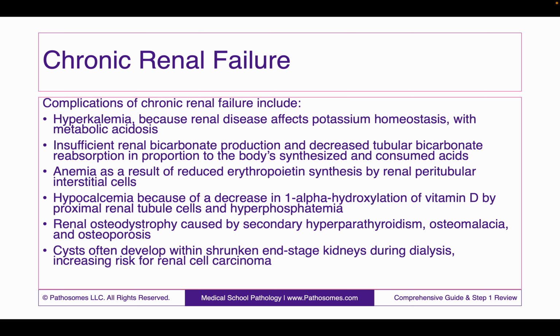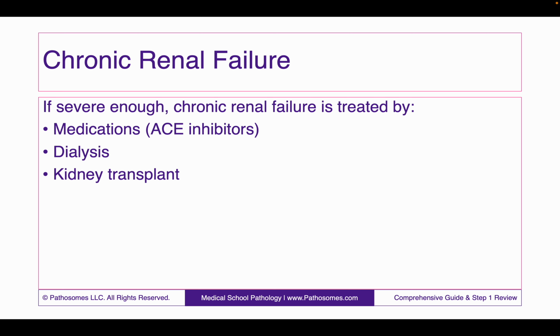Renal osteodystrophy caused by secondary hyperparathyroidism, osteomalacia, and osteoporosis can occur. And cysts often develop within shrunken end-stage kidneys during dialysis, increasing the risk for renal cell carcinoma. If severe enough, the chronic renal failure is treated by medications like ACE inhibitors, angiotensin converting enzyme inhibitors, that is, dialysis, and even kidney transplant.